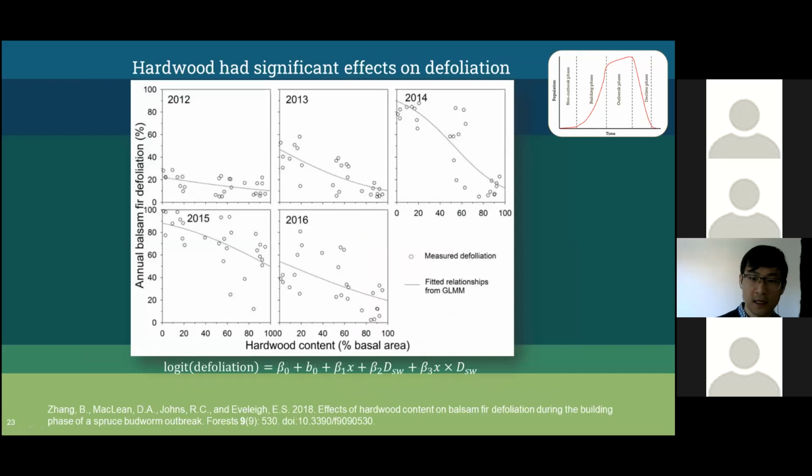2012 is basically the very beginning, if you remember this illustration of how an outbreak starts. 2012 is probably somewhere here. It's not started yet. In 2013 and 2014, we really start to see the budworm increase. This is probably the building phase. Then in 2015, it starts to go to the peak. What we are seeing here is quite a significant effect: the more hardwood you have in your stands, the less defoliation. But it works differently among the years. At the building phase, 2013 and 2014, you see a much stronger effect if you look at the slope of the curves. But when the outbreak really peaks, this effect from hardwood starts to diminish.